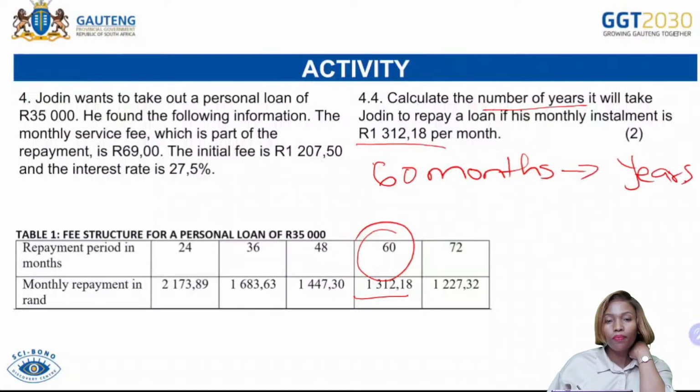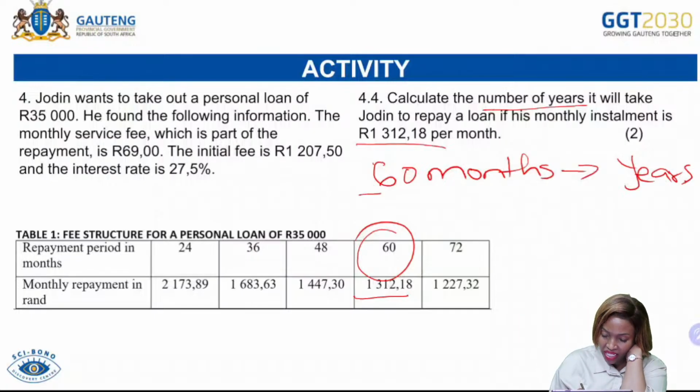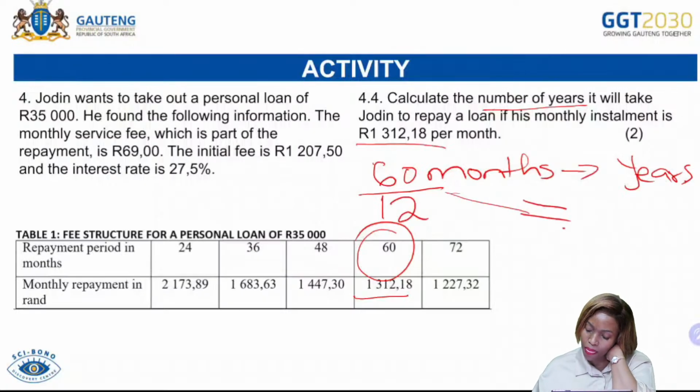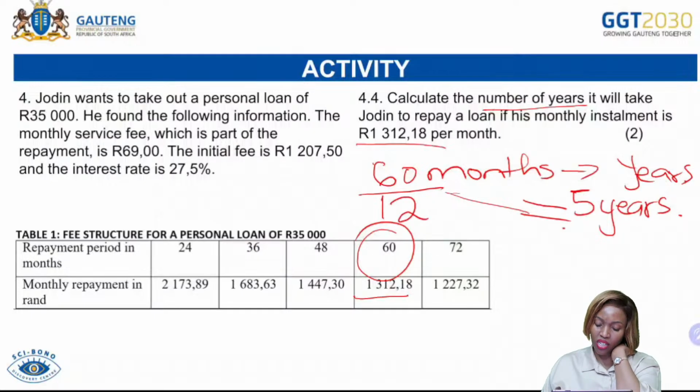And how do we do that? How do you convert from years to months? From years to months, we multiply by 12. Now it's the reverse. From months to years, we will divide. Then we divide by how much? By 12. Then let's get the answer. We will say 60 divided by 12. I am getting an answer of 5. So the answer is 5 years. That is the number of years it will take to pay 1,312.18.